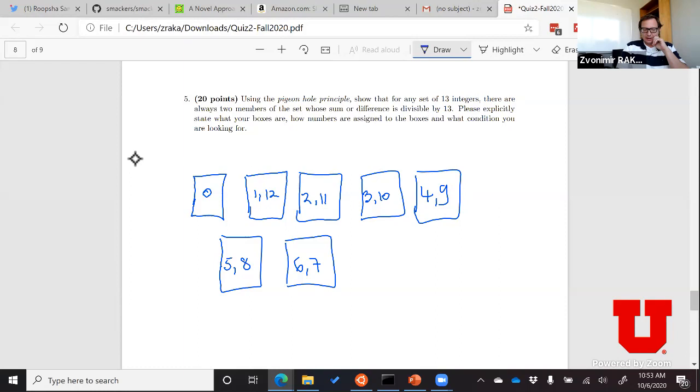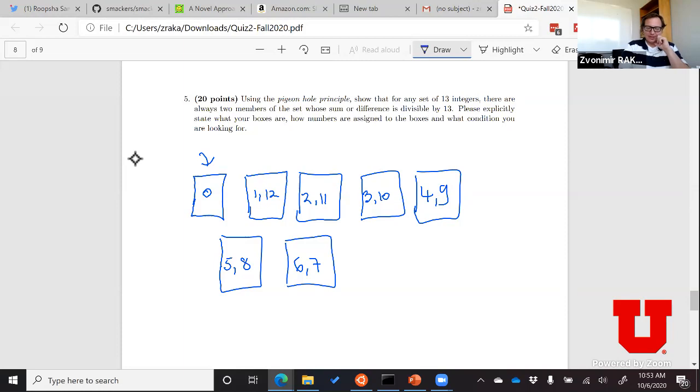And then the part that is missing, you have to then prove that if you have 2 integers in any of these boxes, their sum or difference is divisible by 13. You have a couple of cases here. First, there is the easy case. If 2 integers land in this box, the first box, then these integers are divisible by 13.